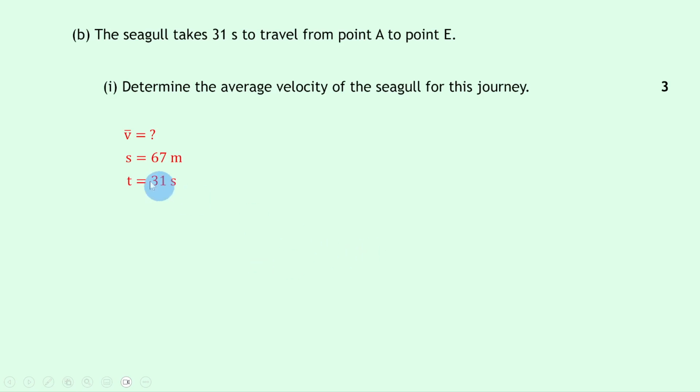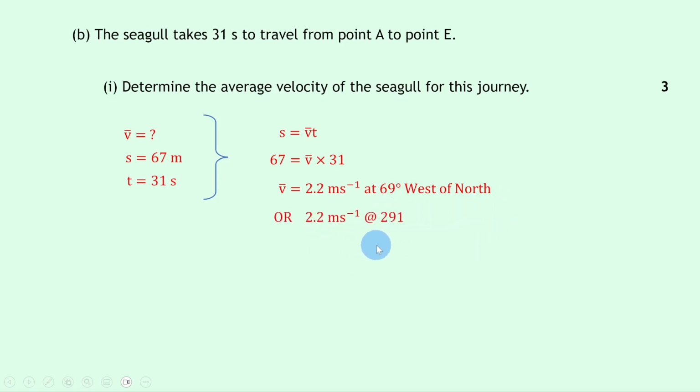So writing down our equation relating average velocity, displacement and time, we have s equals v bar t. Substituting in the numbers gives 67 equals v bar times 31, and to get v bar on its own we need to divide both sides by 31. Putting that into your calculator should give you an answer for v bar of 2.2 metres per second. Because this was average velocity, remember velocity is a vector, so we need a direction there as well. So we need to state either 69 degrees west of north, or you could state 2.2 metres per second at a bearing of 291. Those were our 2 directions that we just found in A part 2.